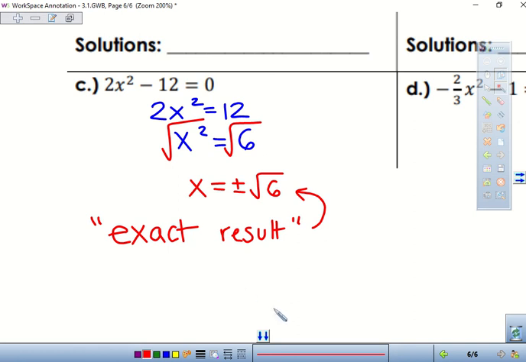So wait, that's not the exact result, right? This is the exact result. The approximate result would be if I put this in the calculator and got an approximate decimal for it. Yeah, so if they said round your answer to the nearest tenth, that's where you're going to hit the square root button on the calculator and give them a decimal. Okay.